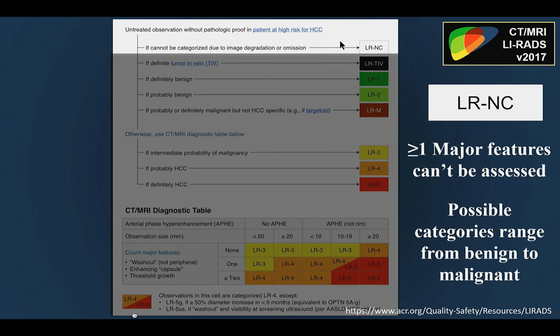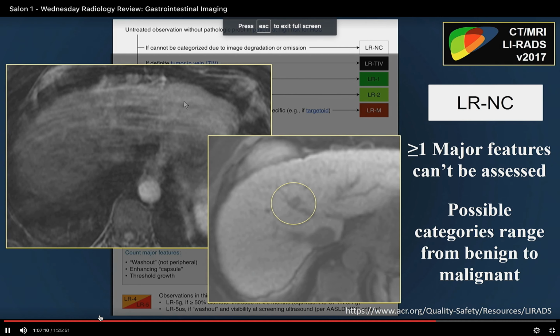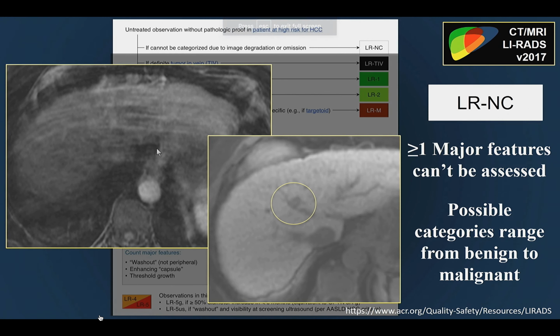So we start out, once again, we assess the adequacy of the examination, and we feel if for some reason something happened, for example, in this patient who had a lot of breathing during the arterial phase, you get the feeling there may be something there, but can I be absolutely certain there is arterial hyperenhancement? No, I can't necessarily, but I know there's something there because this patient got a hepatobiliary agent and there is an area of hypointensity that tells me there is likely to be an observation here. However, I can't tell you whether it's benign or malignant. That's how spread apart the possibilities are for this entity. And therefore, you want to assign that an LRNC, non-categorizable, and suggest perhaps a different imaging modality to assess that observation.